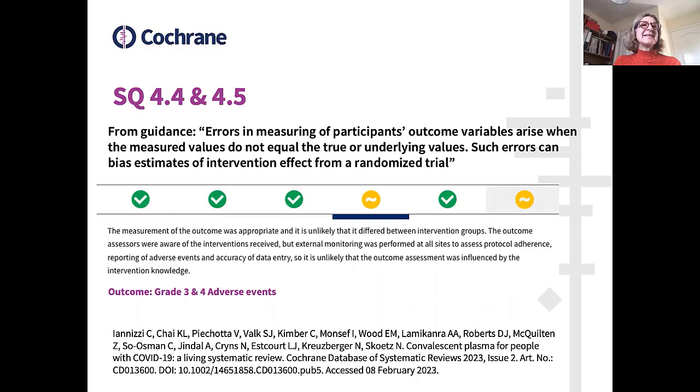And what the review authors are saying here is that the measurement of the outcome was appropriate, and it is unlikely to differ between intervention groups. But because this is adverse events, they say that the outcome assessors were aware of the interventions received. However, they note that external monitoring was performed to assess protocol adherence. And so therefore they're concluding that it's unlikely that outcome assessment was influenced by knowledge of the intervention.